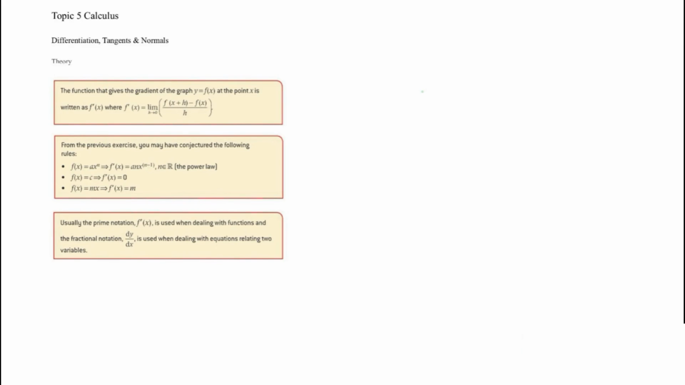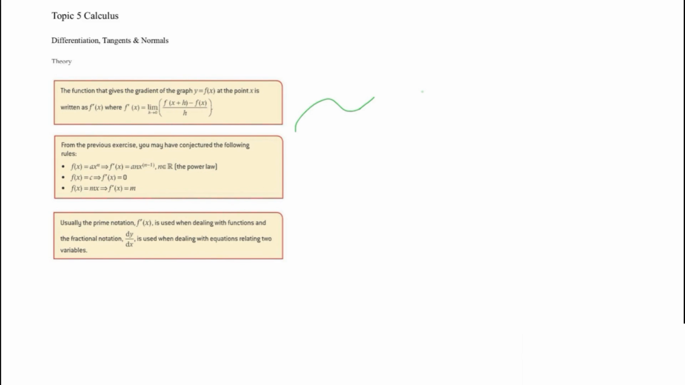That gives the gradient of the graph y equals f of x at the point x, written as f prime of x, where f prime of x is equal to the limit as h approaches 0 of f of x plus h minus f of x, all of that over h. Essentially, what this means is, let's say you have some function. This is f of x.